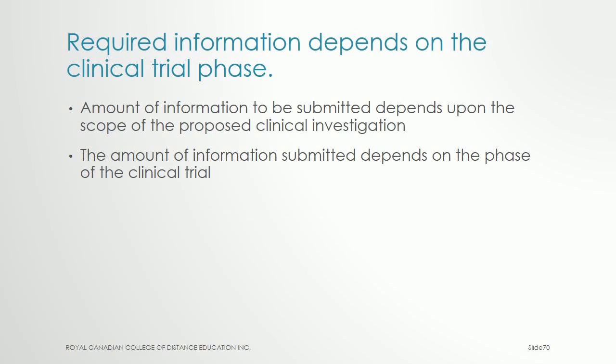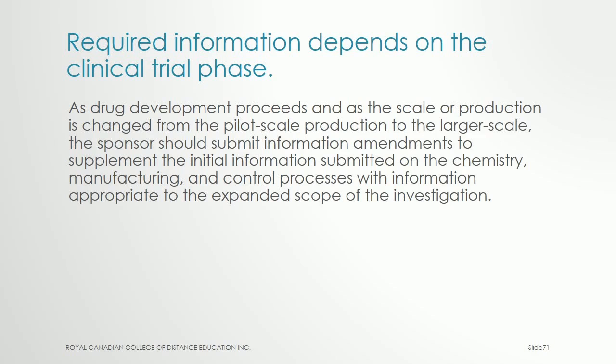Required information depends on the clinical trial phase. The amount of information to be submitted depends upon the scope of the proposed clinical investigation. The amount of information submitted also depends on the phase of the clinical trial. As drug development proceeds and as the scale of production is changed from the pilot scale production to the larger scale, the sponsor should submit information amendments to supplement the initial information submitted on the chemistry, manufacturing, and control processes with information appropriate to the expanded scope of the investigation. I will tell you more about information amendments later.